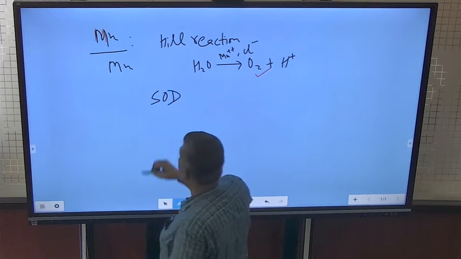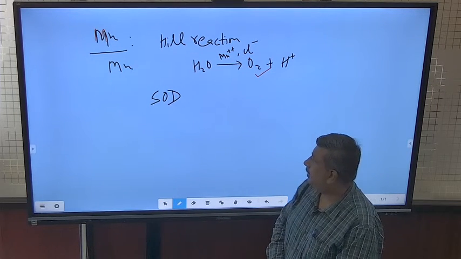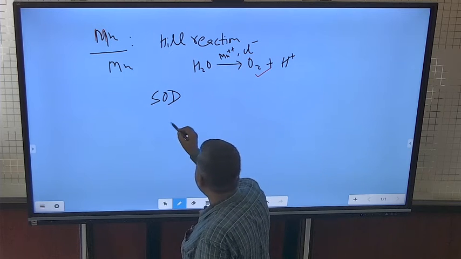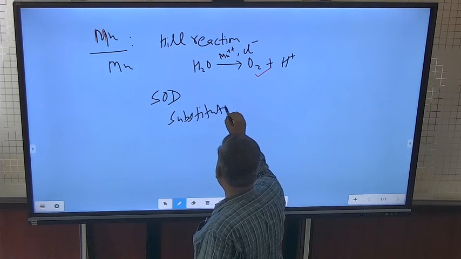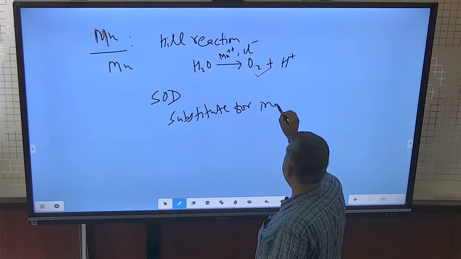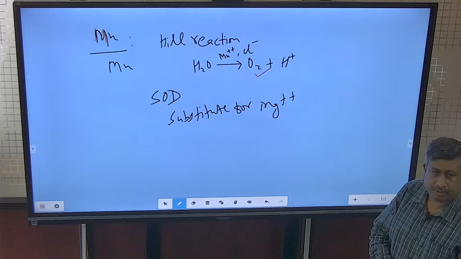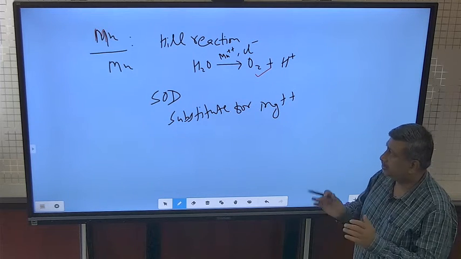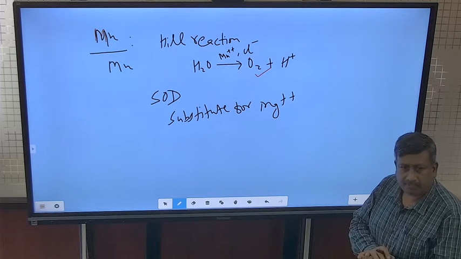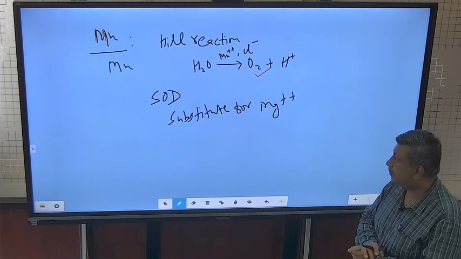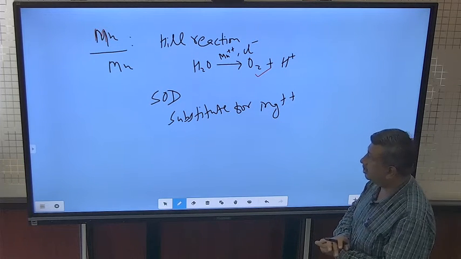Manganese is also required for production of SOD, superoxide dismutase, and manganese also substitutes for magnesium in many phosphorylating reactions and group transfer reactions. So, these are three important roles: photosynthetic oxygen evolution, production of superoxide dismutase, and substitution for magnesium in phosphorylating reactions.